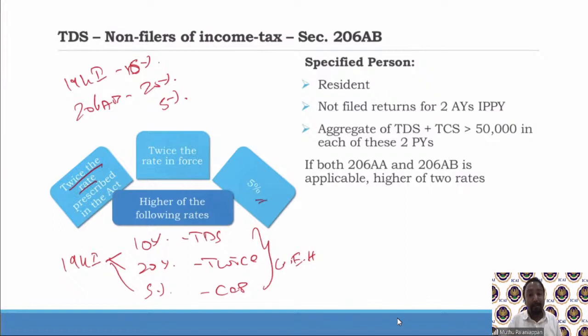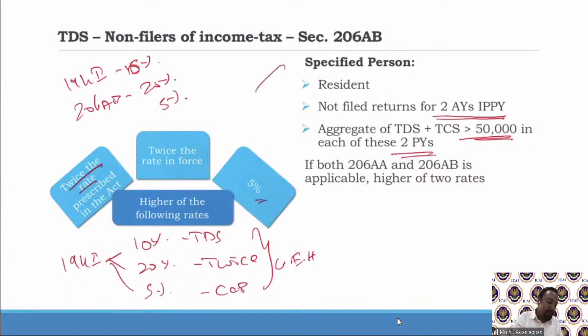This is to penalize persons who are not filing their income tax returns. For how many years? For 2 assessment years immediately preceding the previous year. So if he's a resident, has not filed his returns for 2 assessment years immediately preceding the previous year, and his aggregate TDS plus TCS is more than 50,000 in both the years, only then this provision is applicable. So let me repeat: a person who's a resident, has not filed return for 2 assessment years, whose aggregate TDS and TCS is more than 50,000 in both the 2 previous years. That is where this provision comes.